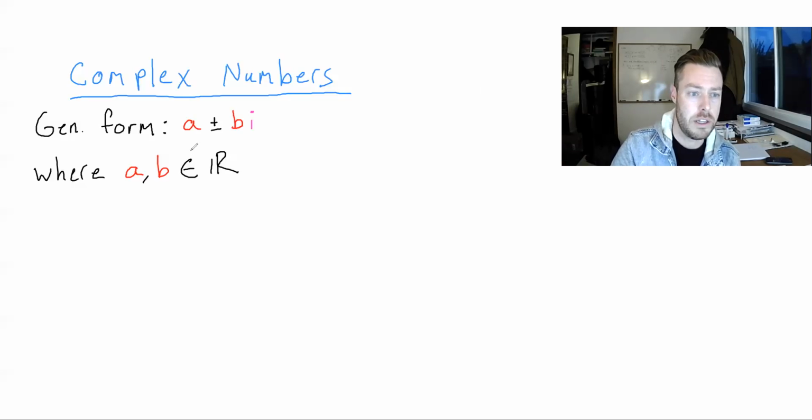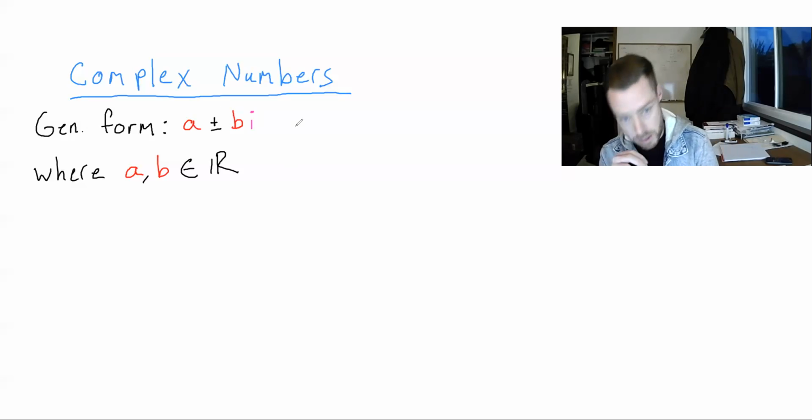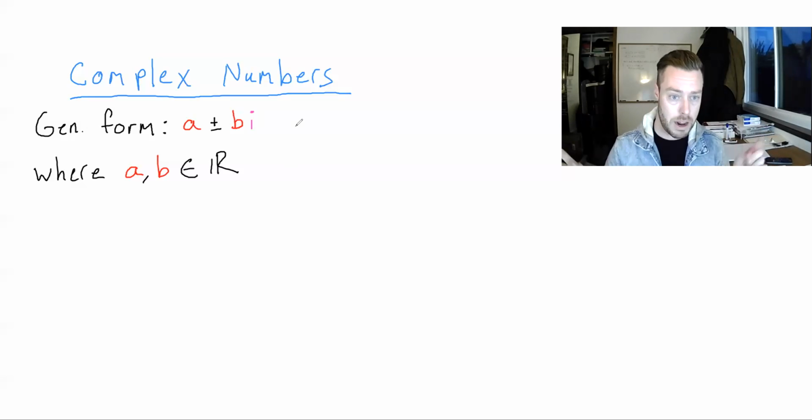So in order to understand complex numbers, we need to understand what a real number is and what some of those other things are. So let's start off with the general form of a complex number, which is this guy right here: a plus or minus bi, where a and b are elements of the real number system. They can be pretty much any number you want. They could be zero, they could be negative 250.7, they could be 3,500,000. They can go either way.